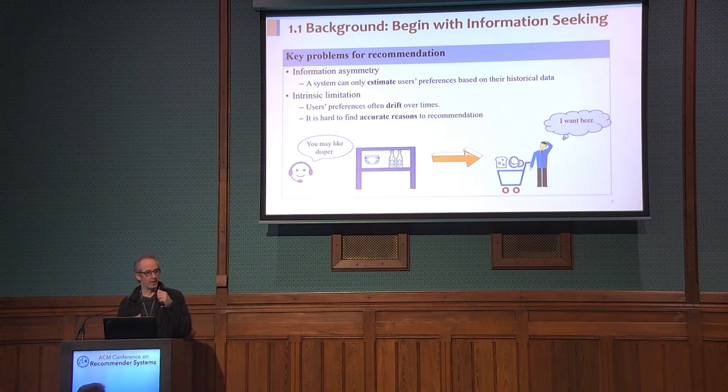Now, this asymmetry is something that conversational systems can address directly, but also this second part of the intrinsic limitation here is something that conversational systems could address directly: find out why someone is interested or not interested in a certain option that we might want to offer.